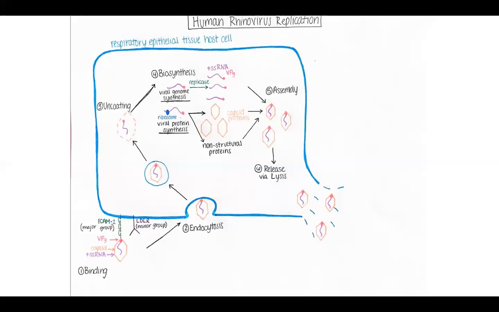So replicase is provided by the virus to carry out viral genome synthesis, and then viral protein synthesis is conducted by the ribosomes within the host cell interacting with the positive sense single-strand RNA, which produces the VP1, VP2, and VP3 to form the viral capsid, as well as some other non-structural proteins, which aid in genome replication and assembly. After biosynthesis, the individual products of biosynthesis are reassembled into a new HRV virion, and then these new virions exit the cell via lysis or bursting and go to infect other respiratory epithelial cell tissues.